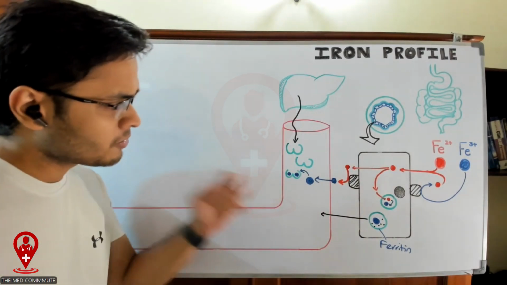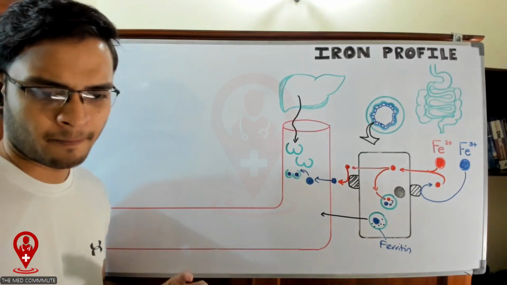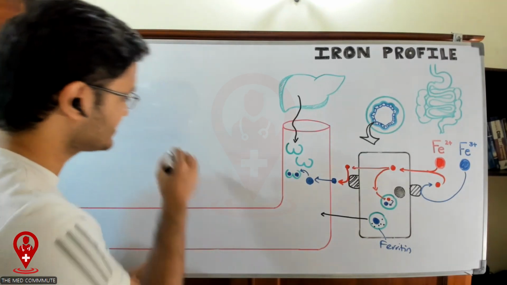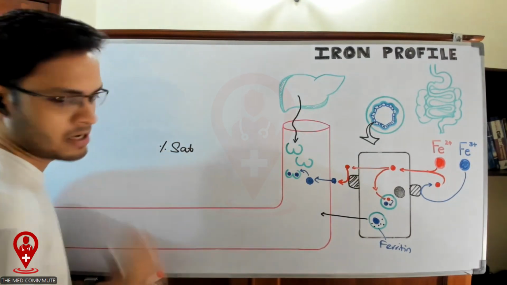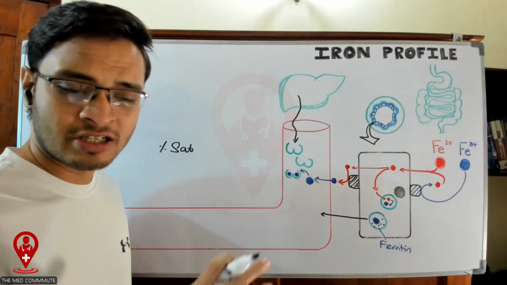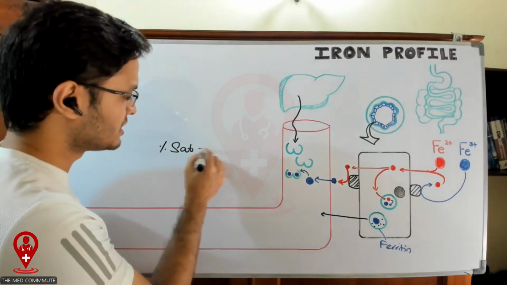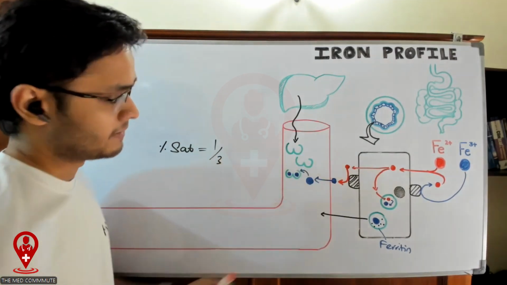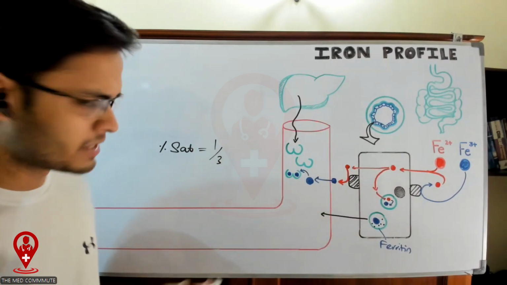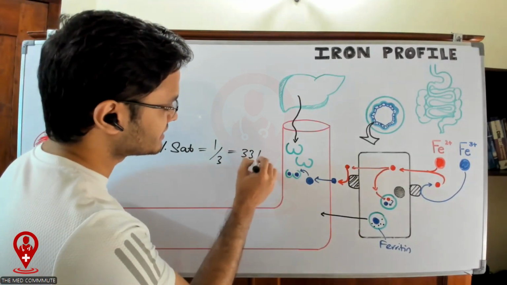So if we talk in terms of percentage saturation, the percentage saturation of transferrin, guys, is usually, what is it? 1 in 3, one third. That is about 33%.